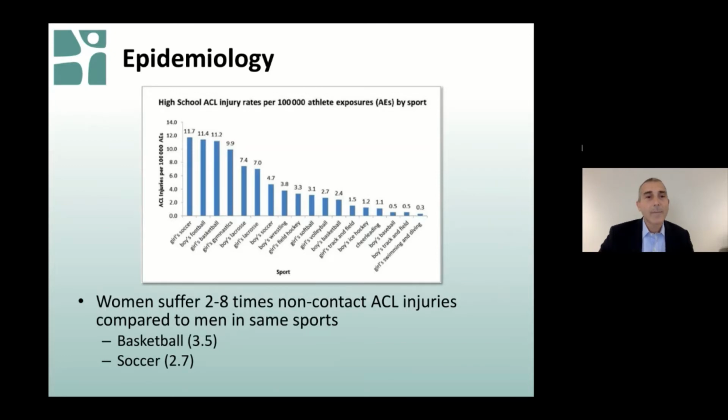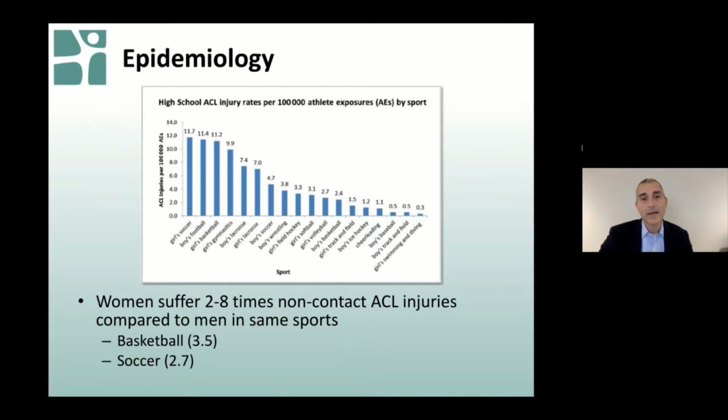When we look at the common culprits for ACL tears with regard to sport, they're the sports that we commonly think about: soccer, football, basketball, lacrosse. But what many people don't realize is that women suffer about 2 to 8 times more ACL injuries compared to men in the same sport.